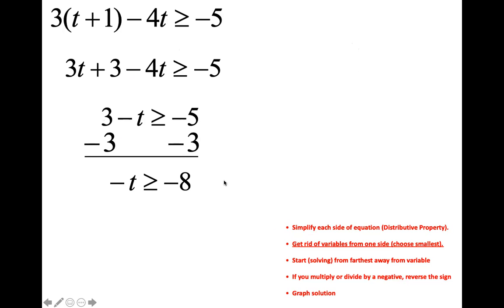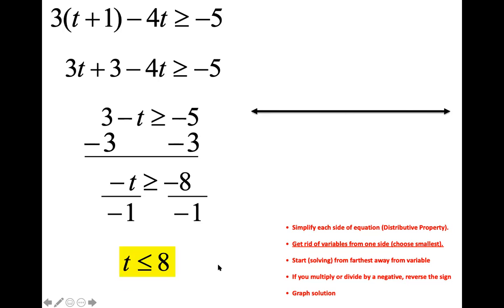How do we get rid of a negative? Well, we can either multiply both sides by -1 or divide both sides by -1. And remember, when you do that, you just said you're going to divide both sides by -1. So we got to flip the inequality. So we get t is less than or equal to 8. Closed circle, the solutions are smaller than 8. So closed circle, shade left. Questions?